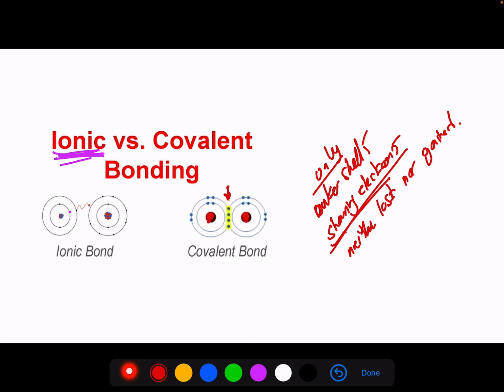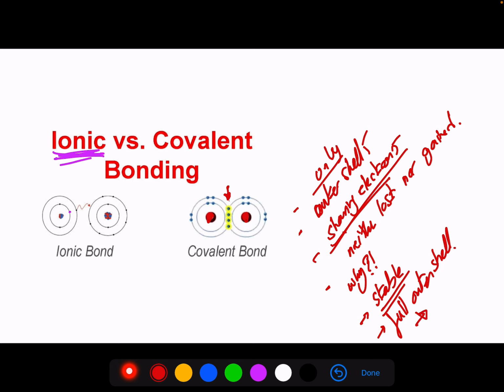Now I also want to highlight an important part: why do you think atoms would share electrons? To reach their ultimate goal, which is becoming stable. That's the ultimate goal for all atoms. How would atoms become stable? When they have a full outer shell. To have a full outer shell, most atoms require 8 electrons in the outer shell.